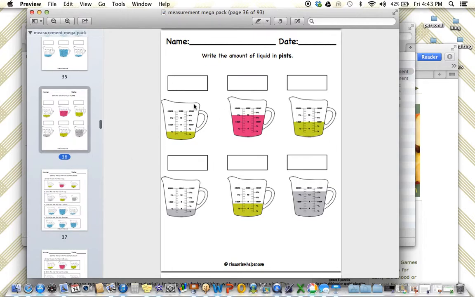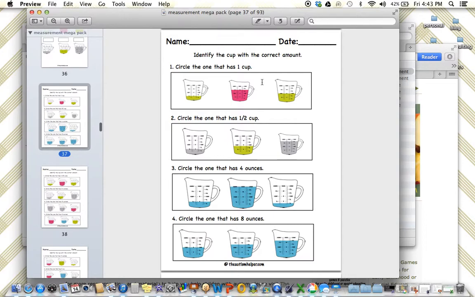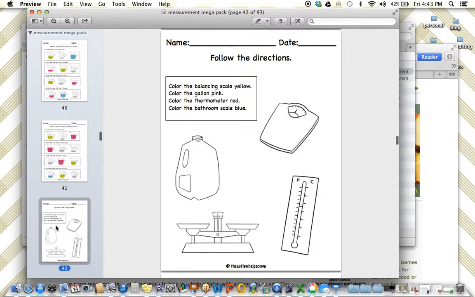All right, so identifying the measurement. This one is circling the one that has 1 cup. Circling the one that has half cup. So I'm matching the amount to the written amount. A bunch of different versions of those. And then here's some simple following directions ones. Again, maybe great for introducing our lower level learners.